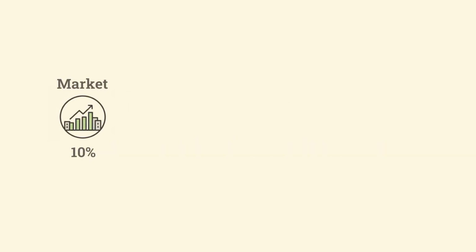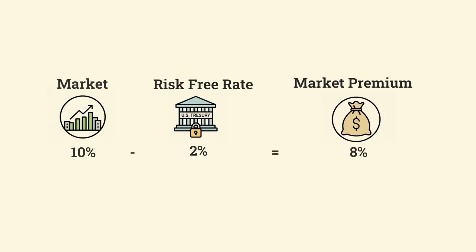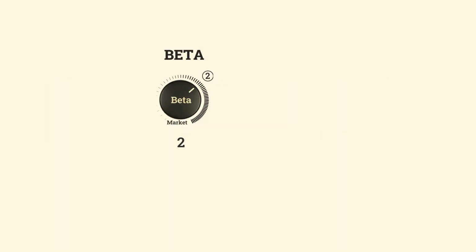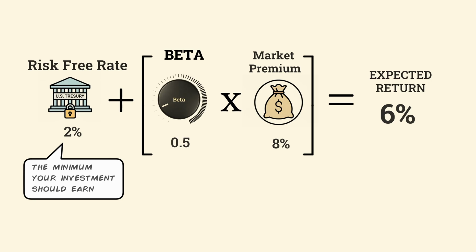The natural next question is, given that risk, what return should you expect? Suppose the market returns 10% and the risk-free rate is 2%. The market's excess return is 8%. That's the reward for taking on market risk rather than sitting on cash. Now take a stock with beta of 2. It carries twice the market risk, so it should offer twice the reward. So 2% plus 2 times 8%, that's 18%. And a stock with beta of 0.5, that's 2% plus 0.5 times 8% equals 6%. Different levels of exposure imply different expected returns.